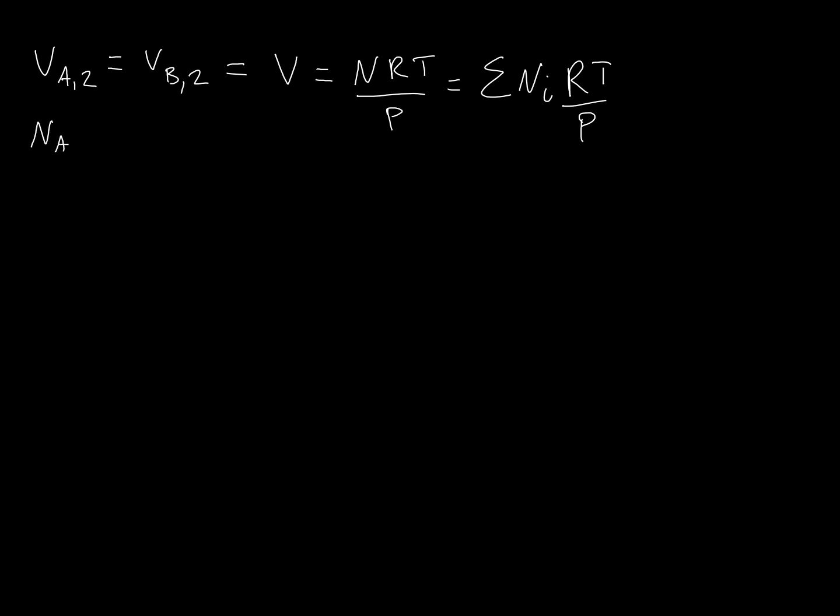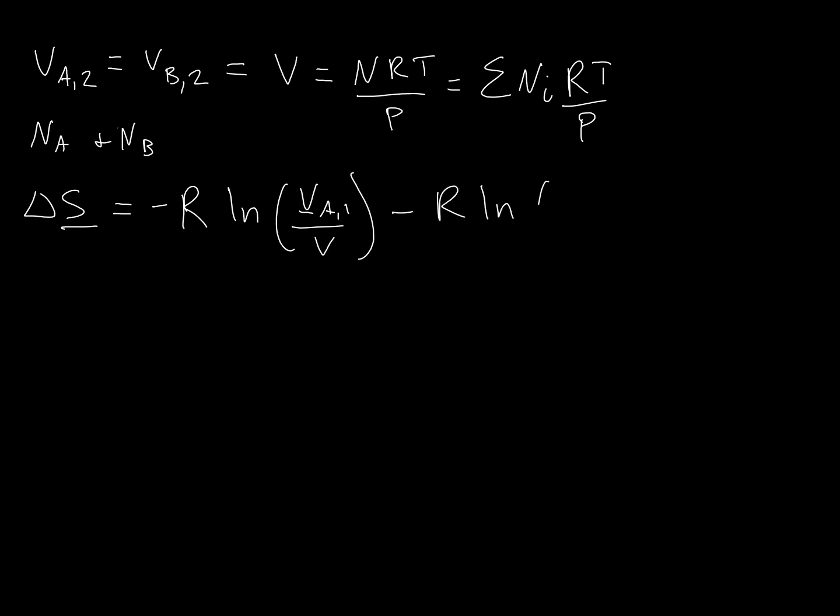Okay, so if I move the n_A and the n_B over to the left-hand side of the equation, we can get delta S is equal to minus R ln of V. Sorry, no, this is no underbar here. And we've got one more manipulation before we get to our final result.